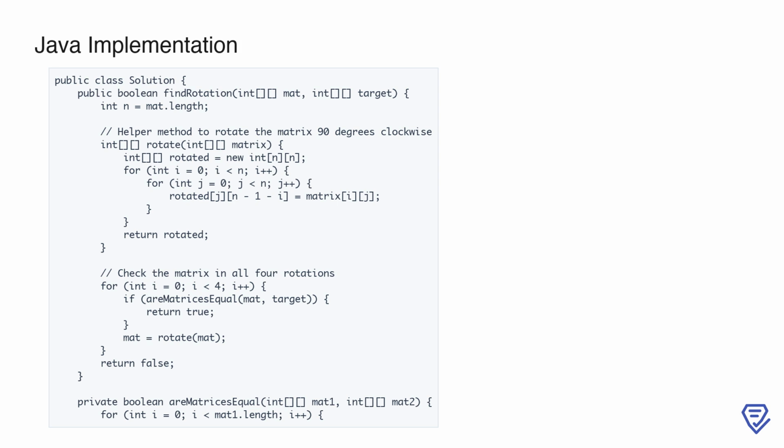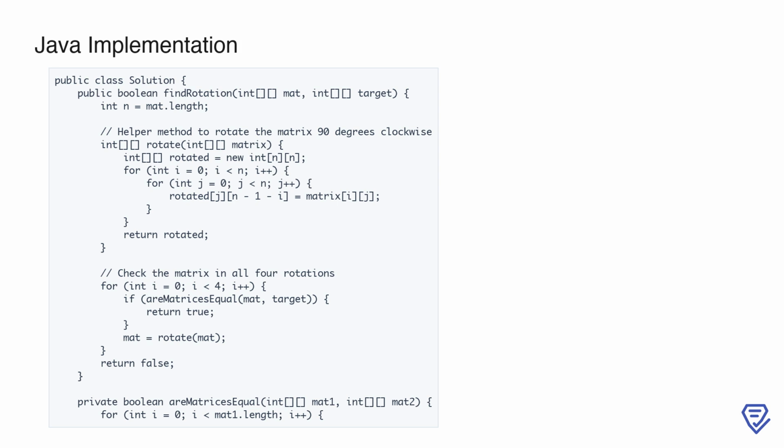Next, we define a helper method called rotate, which performs a 90-degree clockwise rotation of the given matrix. This is done by creating a new 2D array, rotated, and populating it by mapping the rows and columns of the original matrix to their new positions after rotation. Specifically, the element at position i, j in the original matrix is moved to j, n-1-i in the rotated matrix. Once the rotation is complete, the method returns the newly rotated matrix.